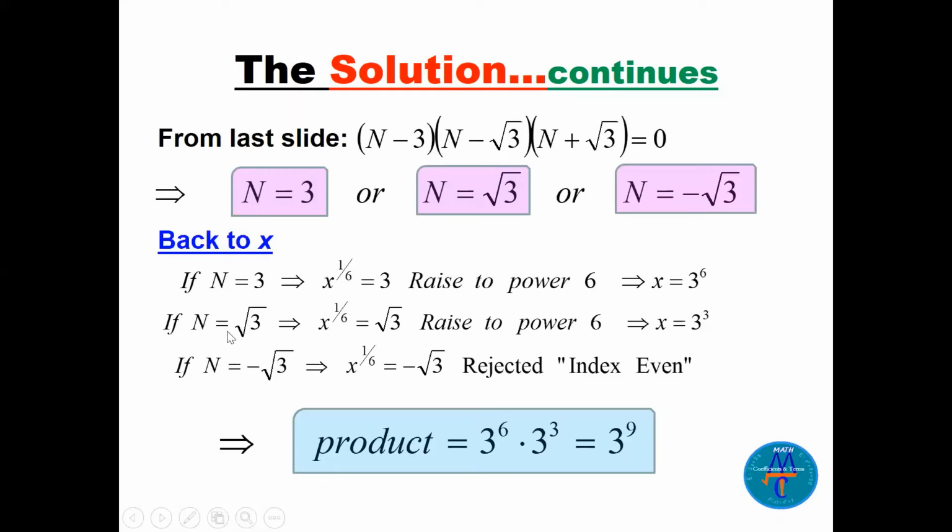Now take the second one, n equals square root of 3, and n equals x to the power 1/6. Now raise it to the power 6. This is 3 to the power 1/2, so x will be 3 to the power 3, cubed. And n equals -3: x to the power 1/6 is equal to -3. This is rejected because the index 6 is even, so the root is always positive. So the only 2 solutions are 3 to the power 6 and 3 to the power 3. Multiply them, we add the powers because we have the same base. So 3 to the power 9 is the product of all the solutions.